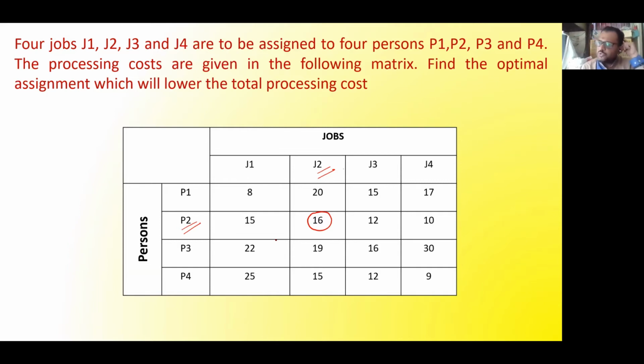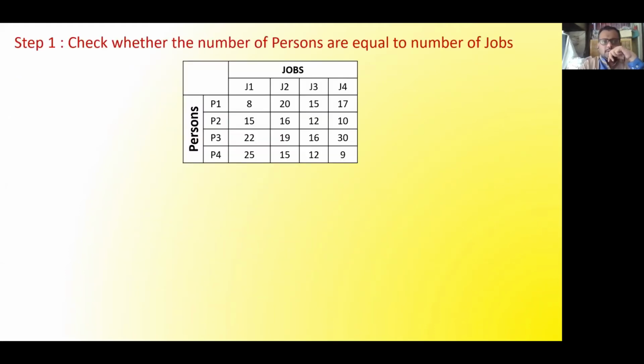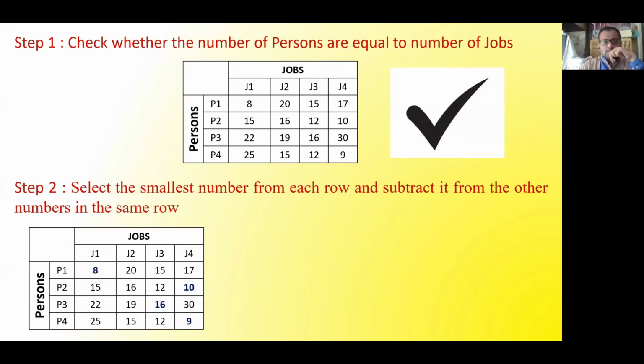The first step is, as usual, very simple: we just observe whether the number of jobs is equal to the number of persons. Yes, I have observed that the number of jobs is equal to the number of persons. This is not a step to be written, I have just shown it. Next step, select the smallest number from each row and subtract it from the other entries of that row. From the first row, the minimum number is 8. Second row, minimum number is 10. Third row, minimum number is 16. And fourth row, minimum number is 9.